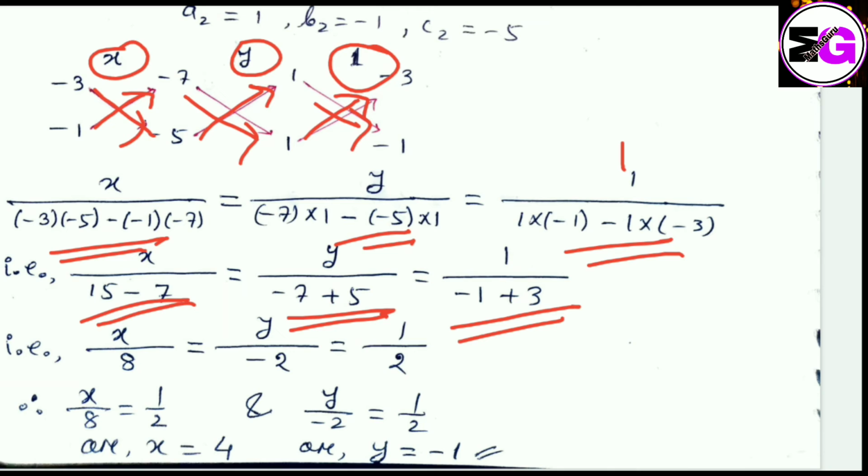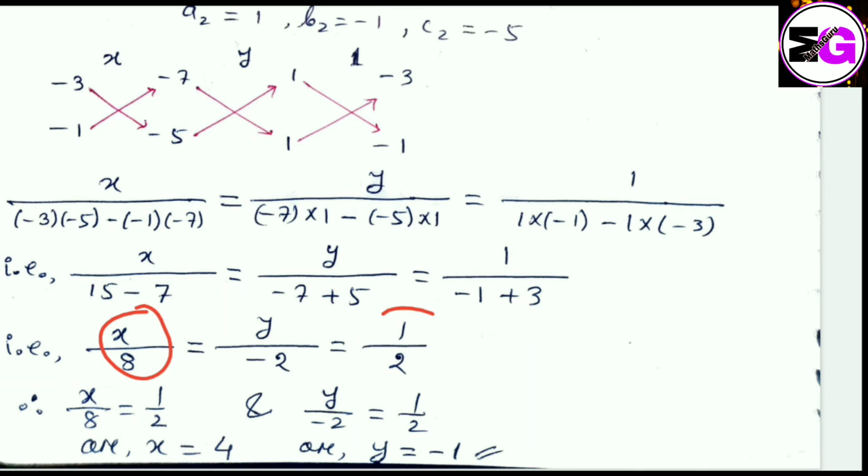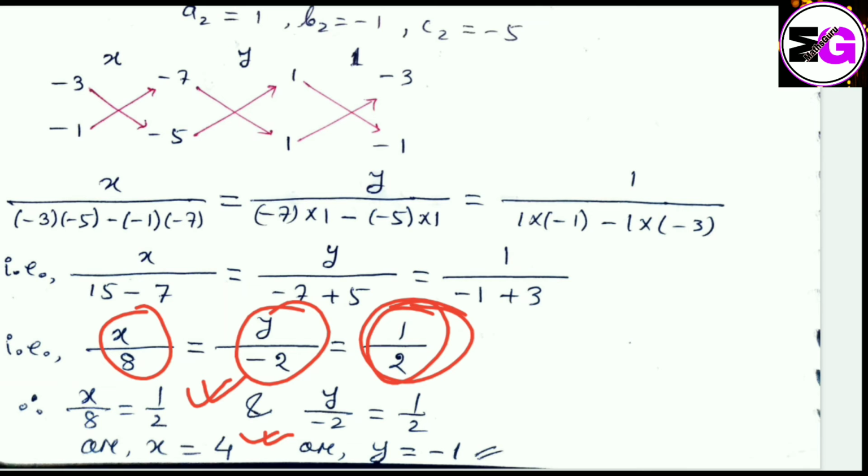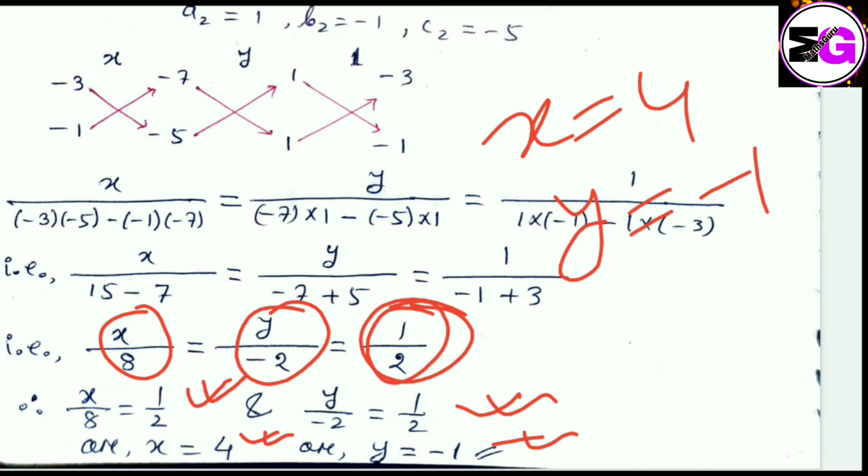Here we get the calculation. Okay, so that is x by 8 is equals to y by minus 2, that is equals to 1 by 2. Again, we compared the first and third ratio. So x by 8 is equals to 1 by 2, or x equals to 4. And second and third, that is y by minus 2 is equals to 1 by 2, that is y equals to minus 1. So these are the solution of the pair of linear equation in two variables, that is x equals to 4 and y is equals to minus 1.